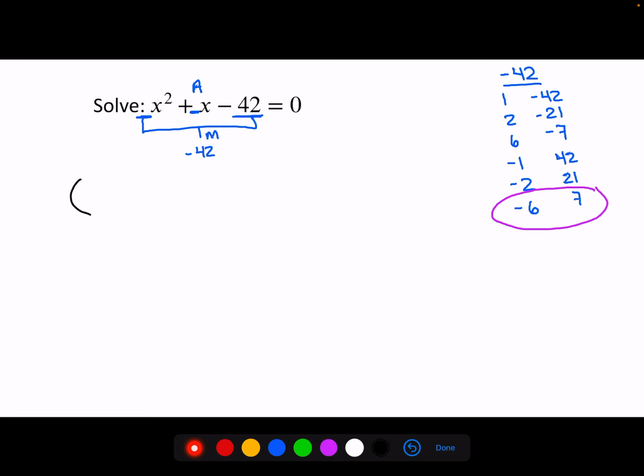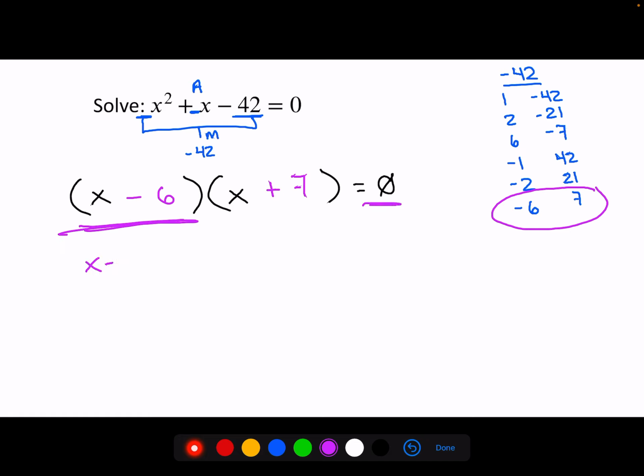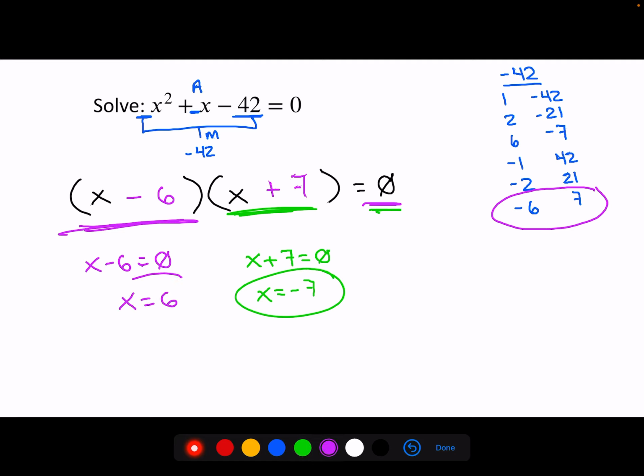So I create my double bubble, set it equal to 0, and put the variable that we're working with in first. The second thing in both bubbles is the terms that we just found, a negative 6 and a positive 7. From here we can set up two equations: x minus 6 equals 0, and x plus 7 equals 0. Solving for each of these, we get x equals 6 as one answer, and as our other answer, x equals negative 7.